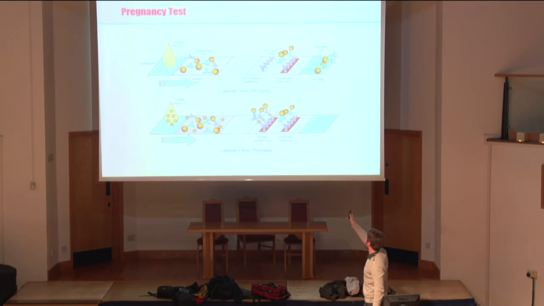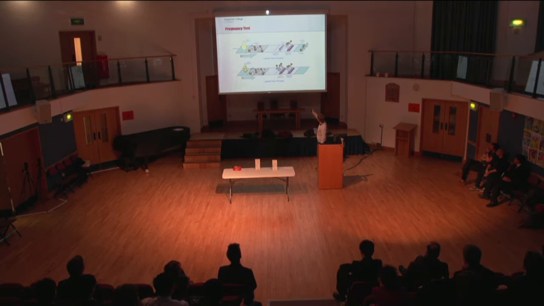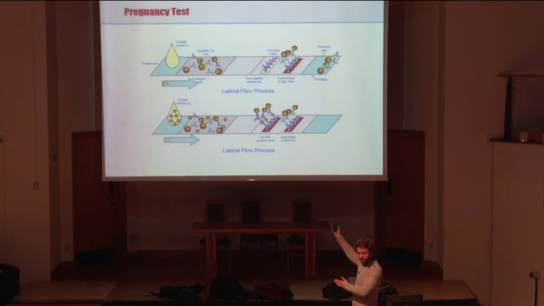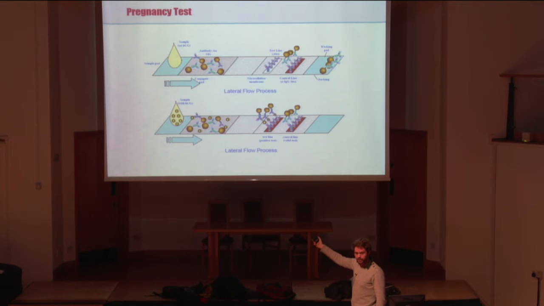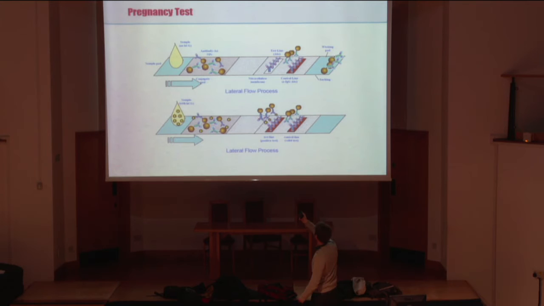And the control line is basically to make sure that there was enough urine. On the control line there's another kind of molecule, and the gold will always be attached to it if it streams over it, no matter whether the specific hormone was in the urine or not. So if the woman was pregnant, you get gold particles stuck on the test line and on the control line. If the woman wasn't pregnant, there are no gold particles stuck on the test line, because there wasn't the right molecule to make it get stuck there.